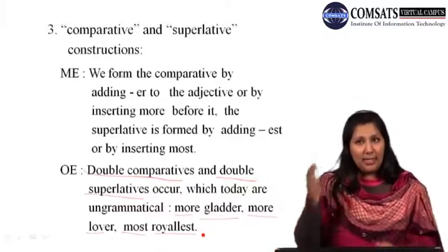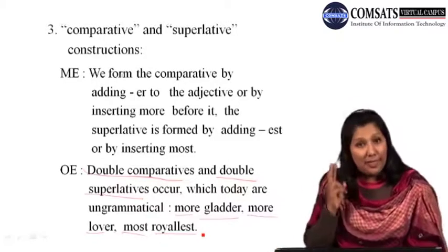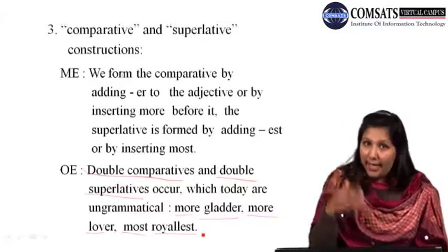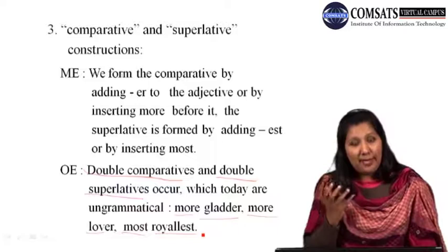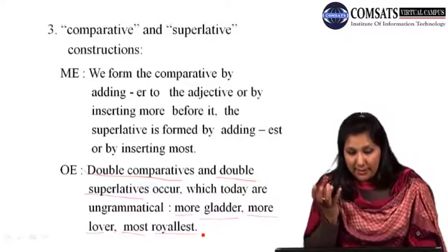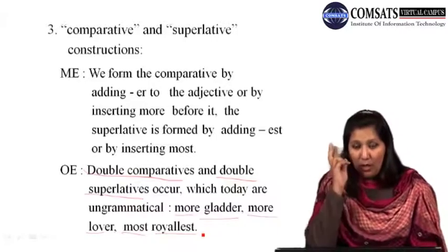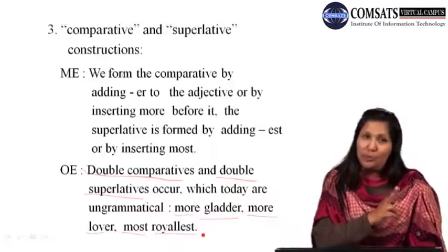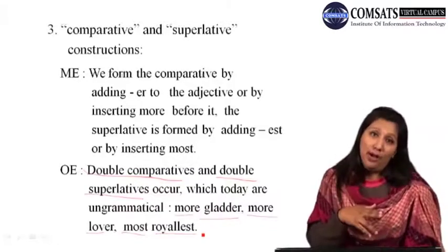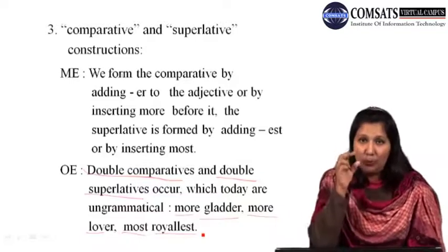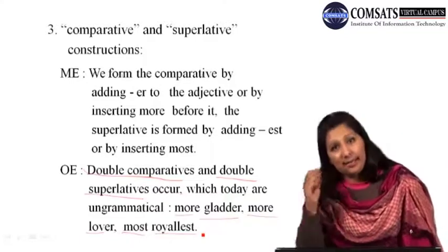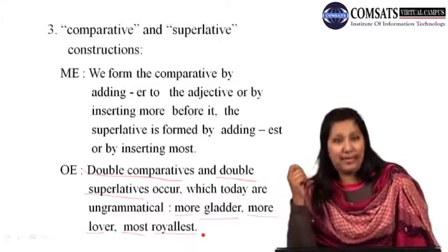Most royalist. These are the superlative degrees. Again, in the same tradition of comparatives, the superlatives are also coming with each other. The two most is one superlative degree and it is a different one, and the second, royalist, with the addition of the word est, is another superlative degree. This is the second one.